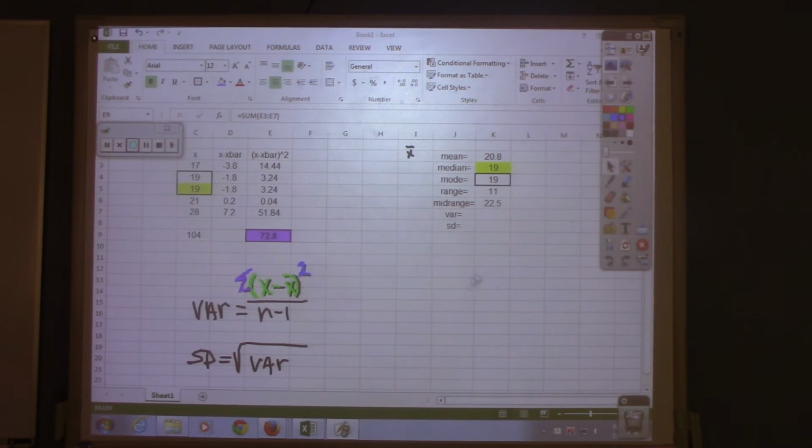So, right over here, I'm going to put variance is equal to, and then I'm going to put in the top, equals this number.